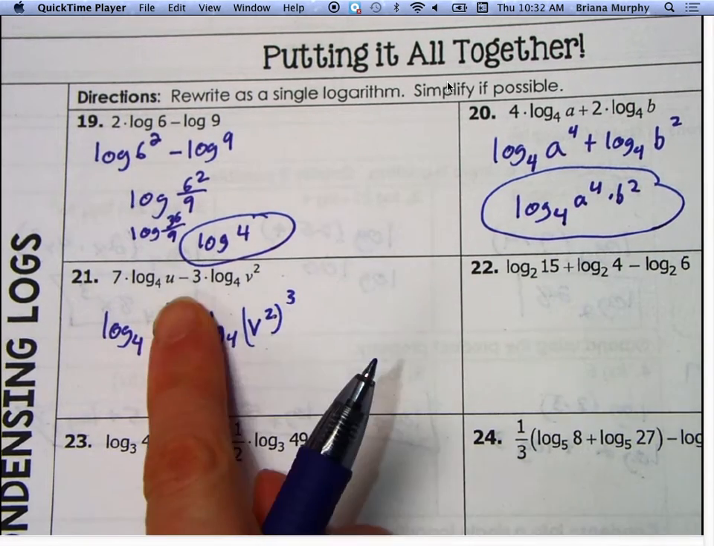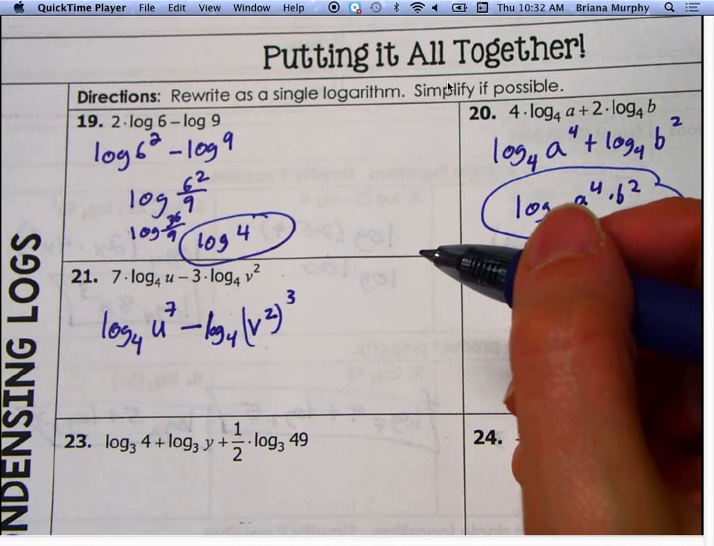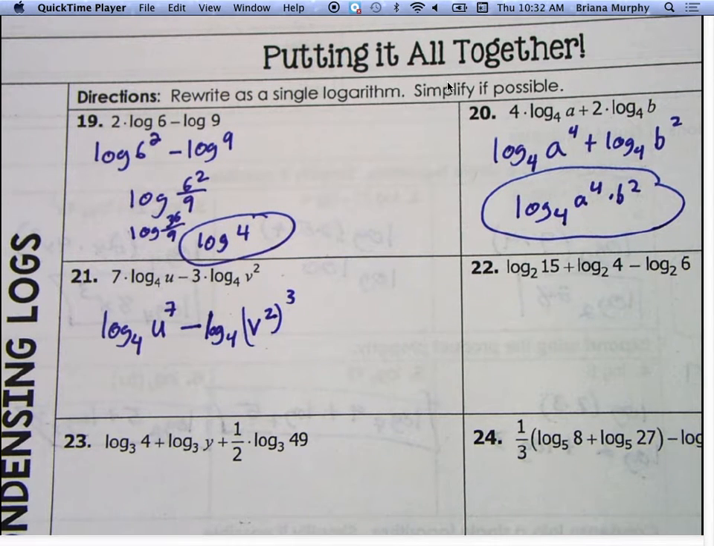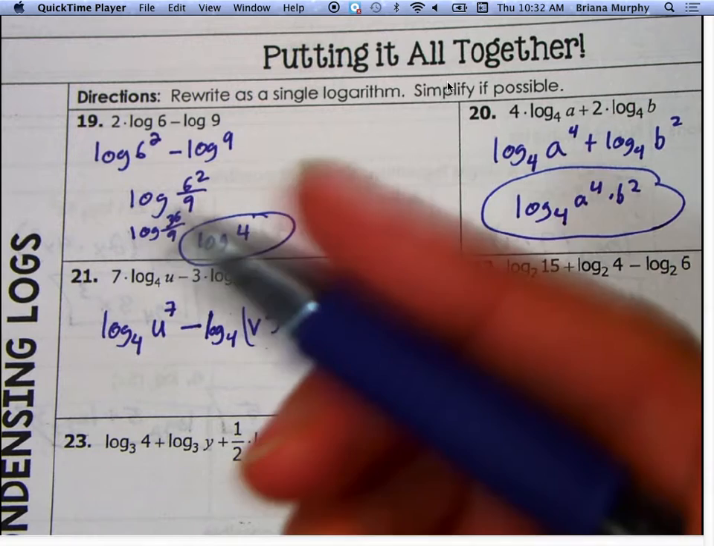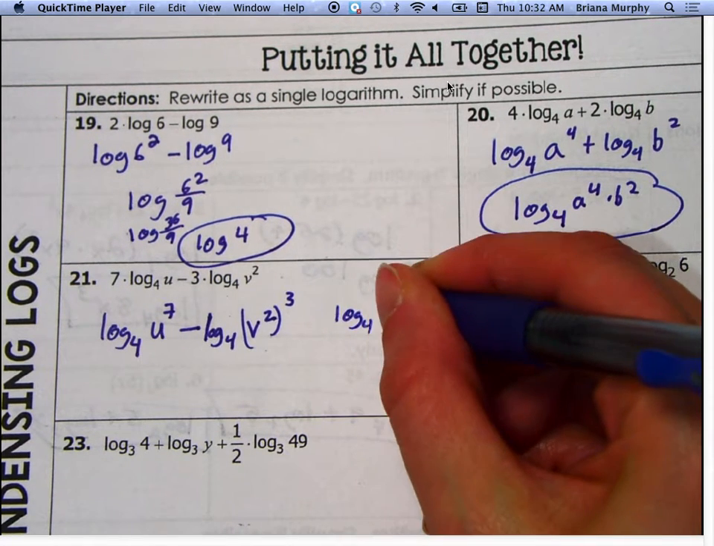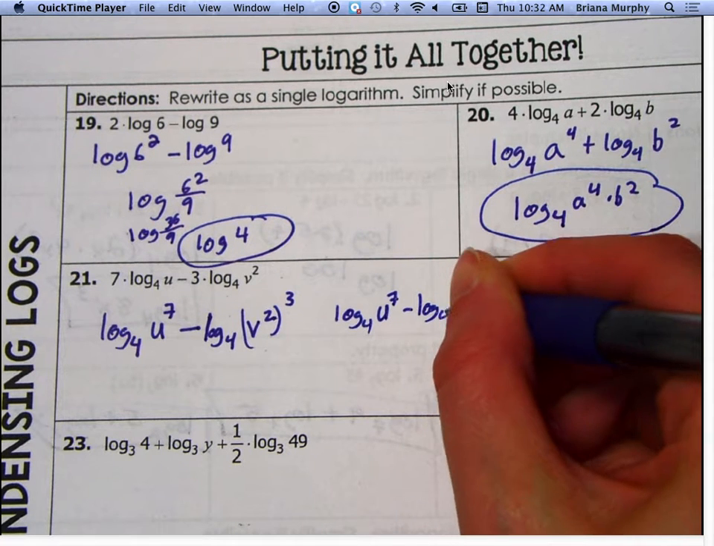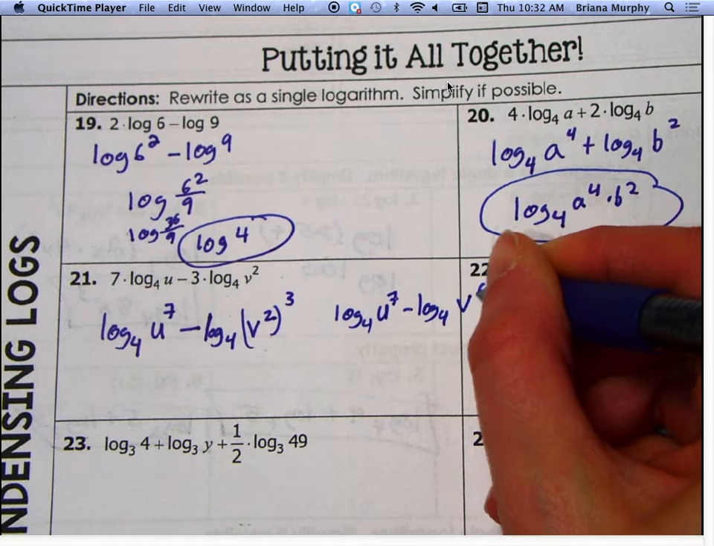Because I have to move that 3 there, right? I thought you would just add. Well, we're not adding, we're multiplying though, right? Oh yeah. So I'm taking that step so you guys can see that this becomes log base 4 u to the 7th, that stayed the same, minus log base 4 v to the 6th.